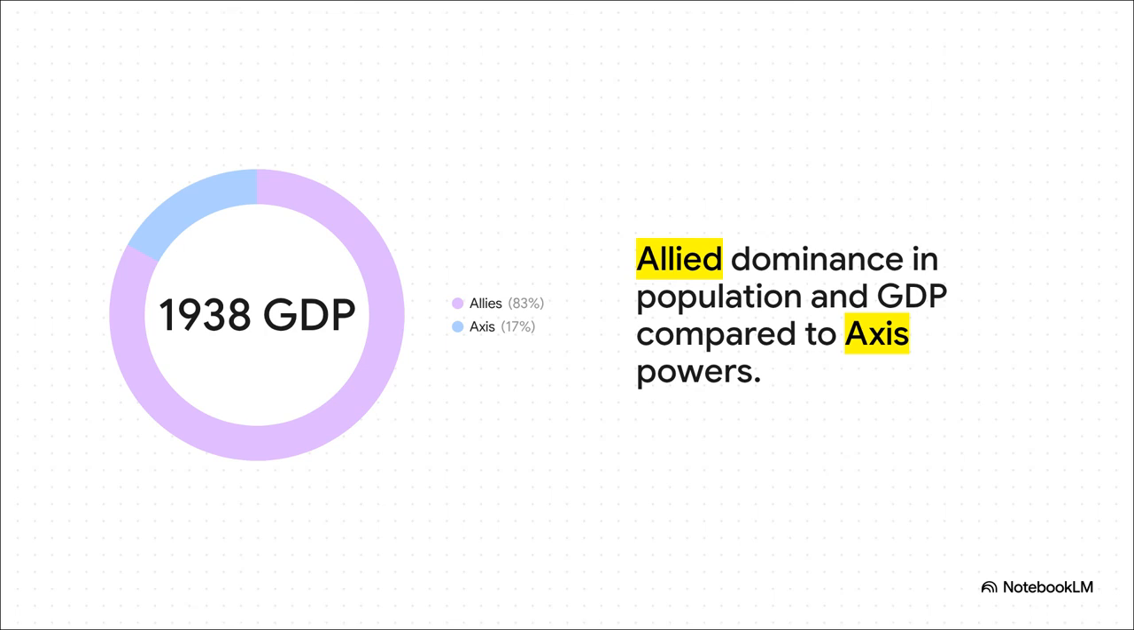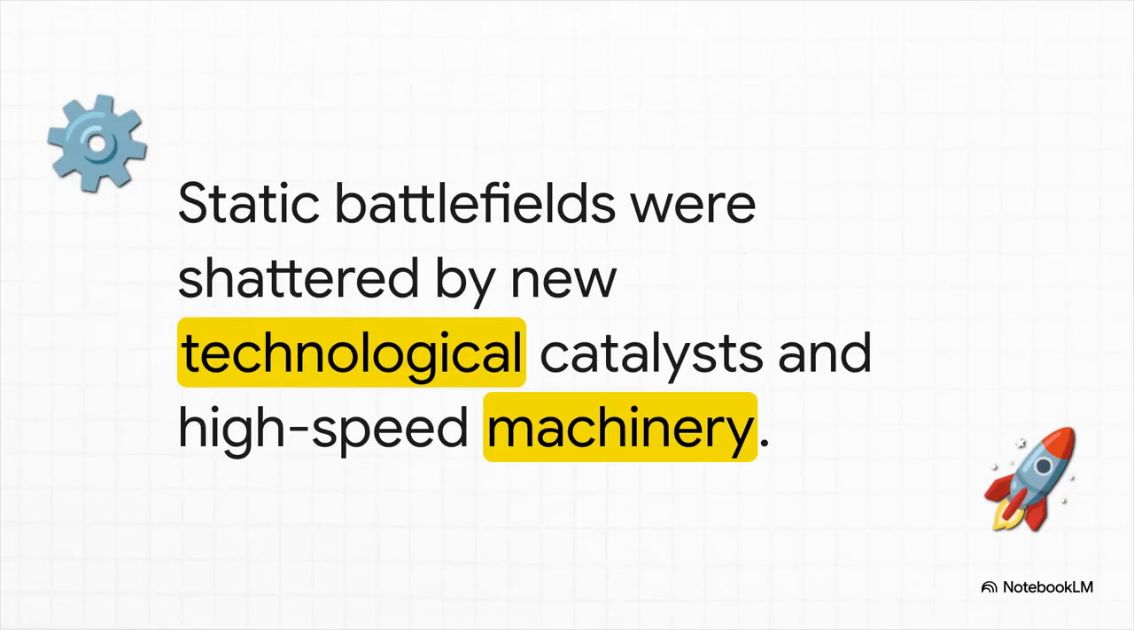As the conflict evolved into a brutal war of attrition, this massive industrial and population advantage became absolutely decisive. So you might be wondering, if the Allies had this massive demographic advantage, how are the Axis powers so wildly successful early on? Well, to understand that, we have to pivot from the political causes to the technological catalysts.